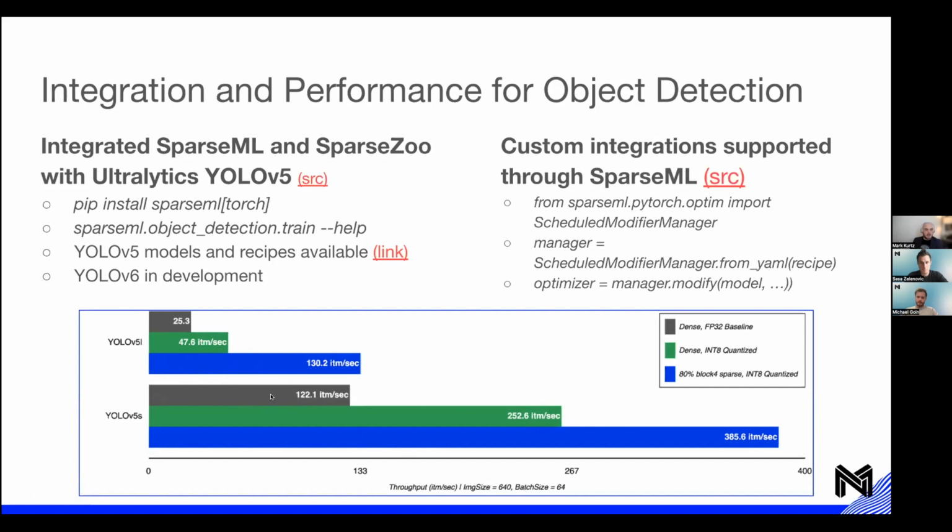So much more accurate model. We can actually compress down to keep most of the accuracy for that model, but make it run as fast as a much smaller model. And as you can see for YOLO v5S, we can significantly increase the speed of that one as well. So this was looking at throughput at an image size of 640 by 640 and a batch size of 64 for that throughput use case.